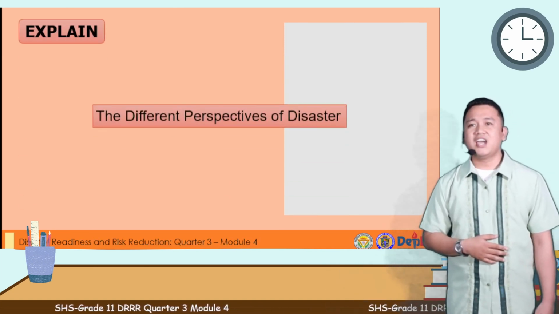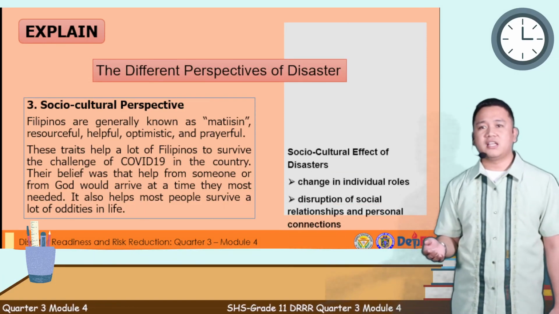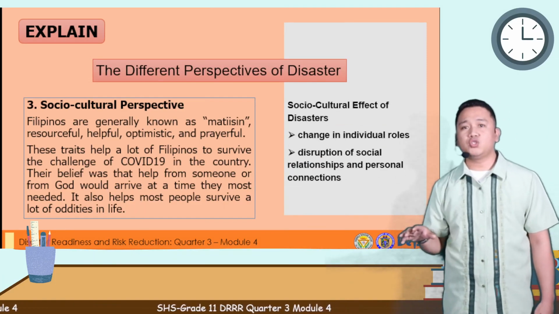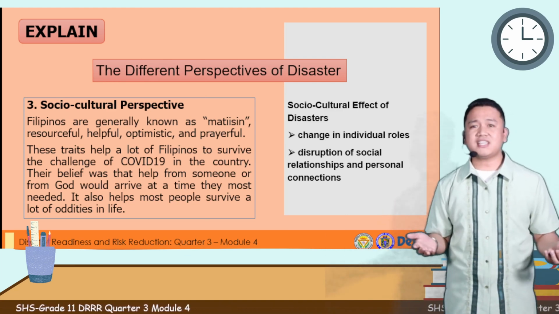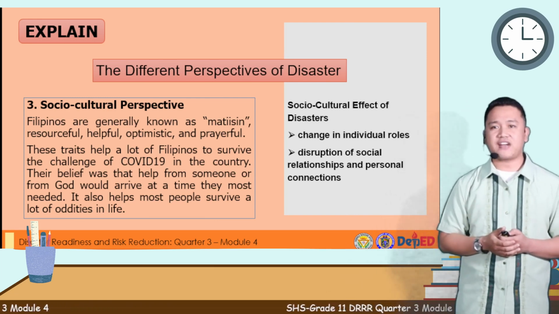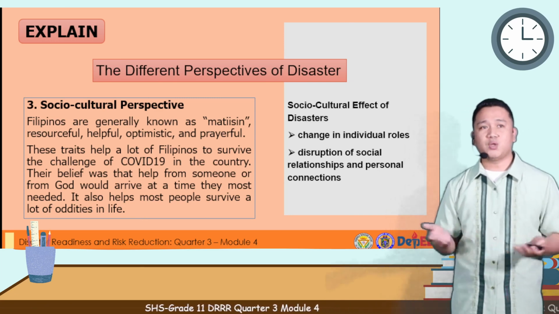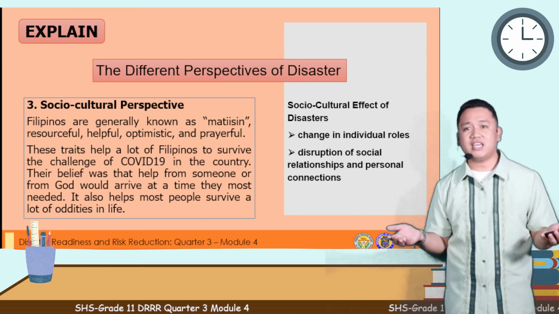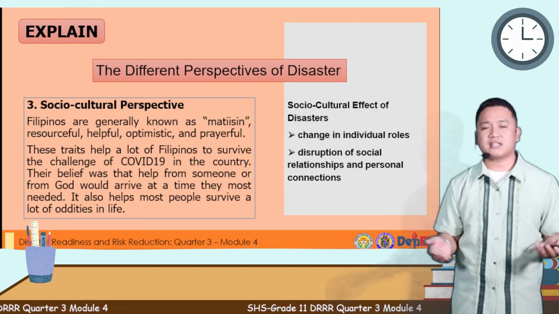Moving on, number three is the socio-cultural perspective. Filipinos are generally known as matiisin, resourceful, helpful, optimistic, and prayerful. These traits help a lot of Filipinos to survive the challenge of COVID-19 in the country. As we all know, we are experiencing the COVID-19, right? Okay, and it will affect the socio-cultural perspective.